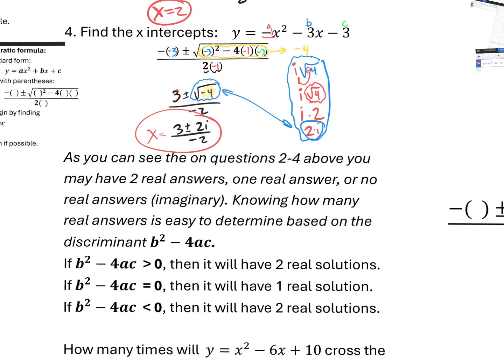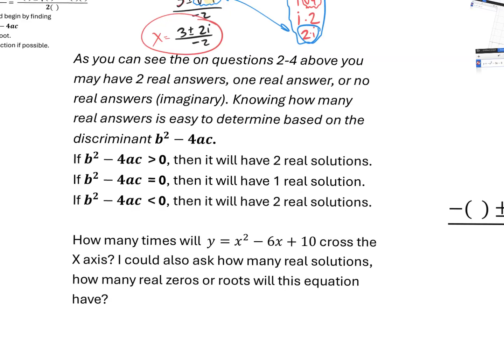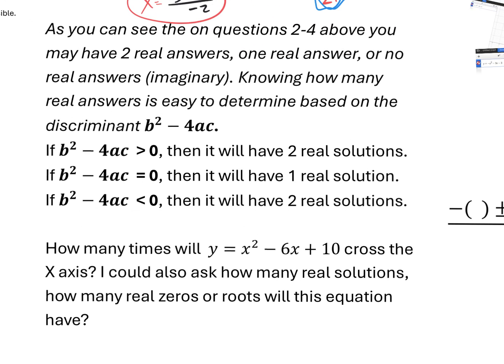But anyways, that was all based on the discriminant, and now we can conclude this final part of the lesson. It says that on questions 2 through 4 above, you may have 2 real answers, 1 real answer, or no real answers, which means imaginary. Knowing how many real answers is easy to determine based on the discriminant, the inside of the square root. If the inside of the square root is any positive number, anything greater than 0, then it's going to have 2 real answers. We already saw that on question number 2 above.